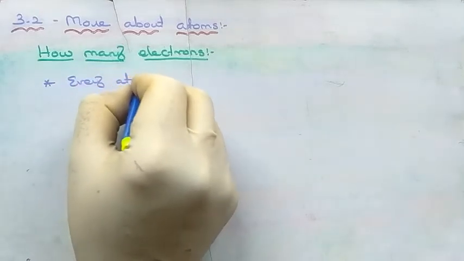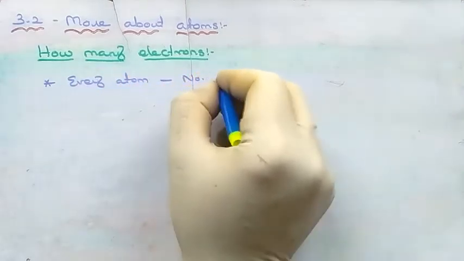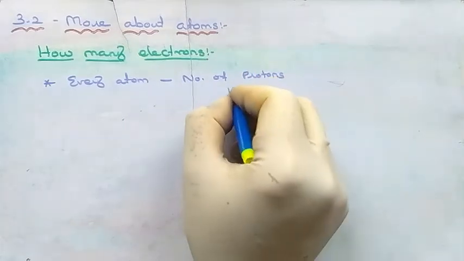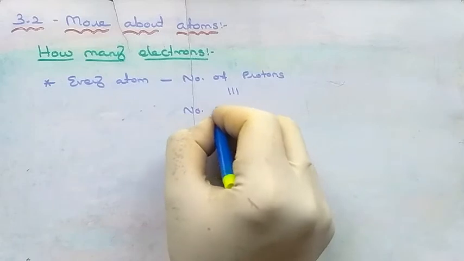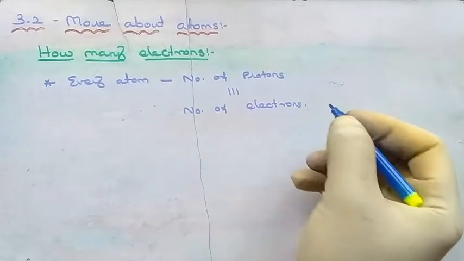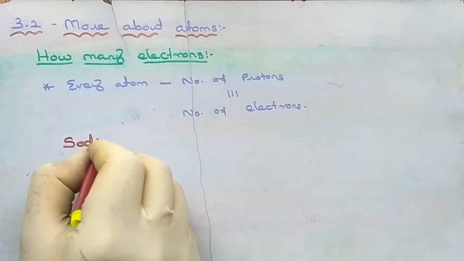Next, we are going to see how many electrons can be present in an atom. Every atom has the same number of protons and electrons. Then only the atom will be neutral. Let's see with an example.